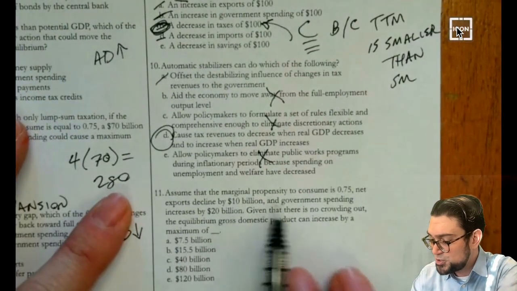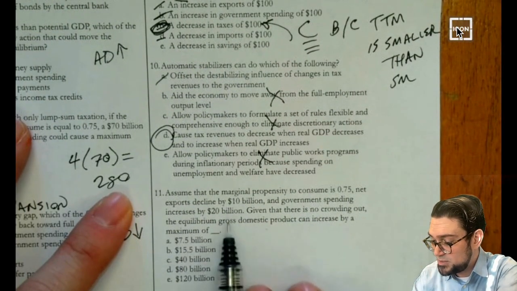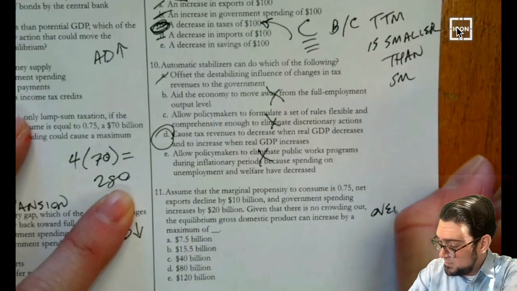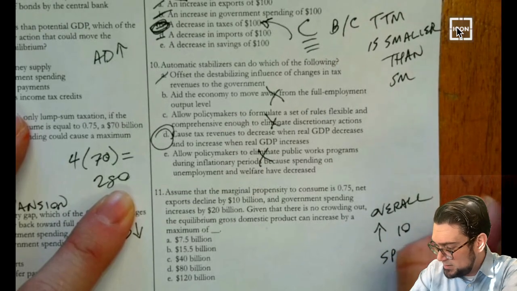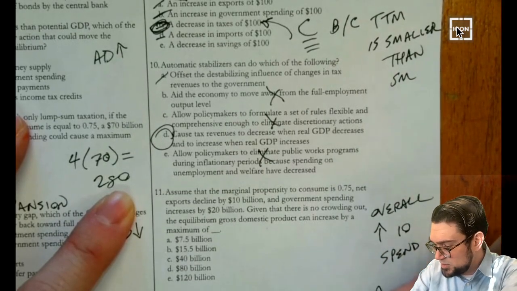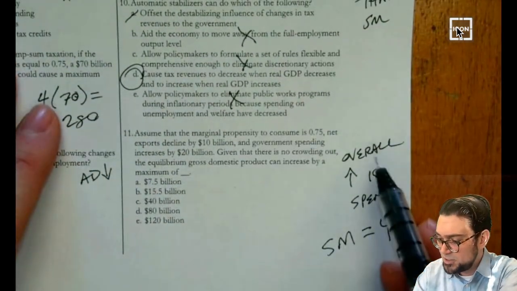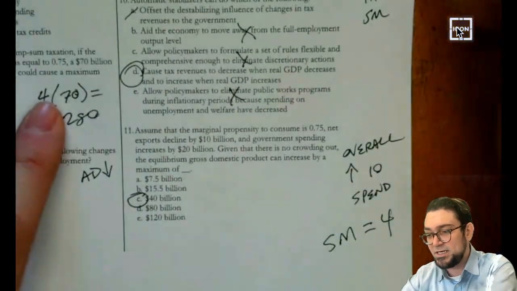Number 11, assume the marginal propensity to consume is 0.75. Exports go down 10. Spending goes up by 20. No crowding out, and so on. So the overall increase in spending is 10. And our spending multiplier is equal to 4, right? Because it's 1 over 0.25. So 10 times 4 is 40. So C is our correct answer.